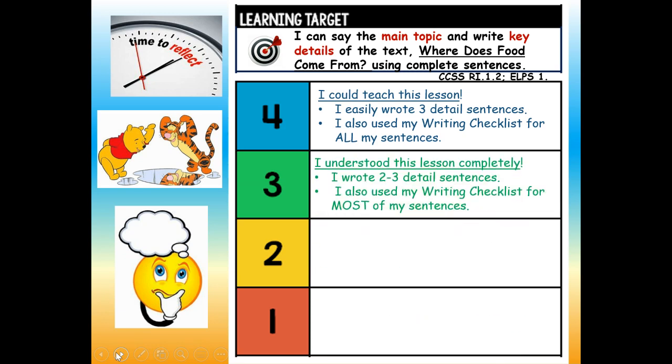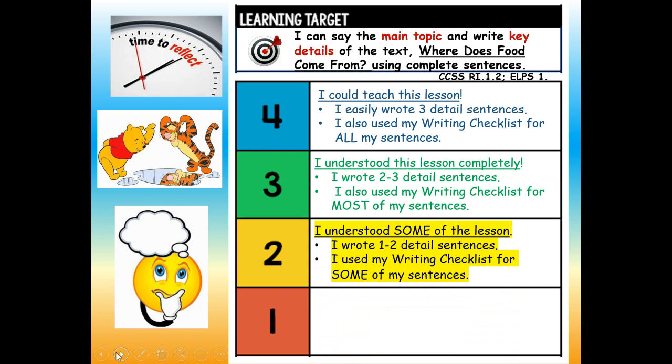Or would you give yourself a 3? I understood this lesson completely. I wrote 2 to 3 detailed sentences. I also used my writing checklist for most of my sentences. If so, give yourself a 3 and write it at the top.